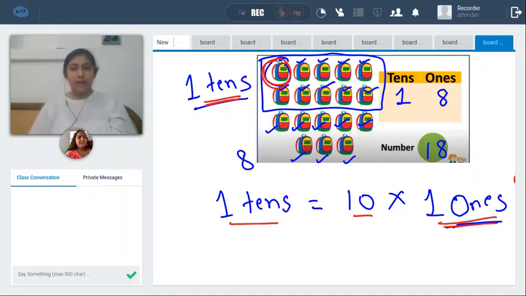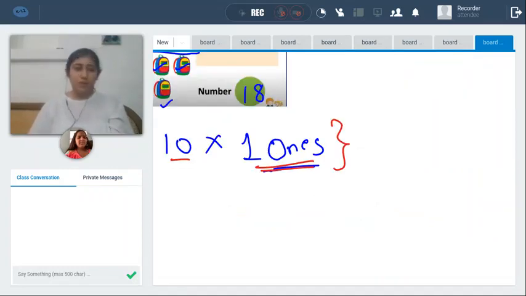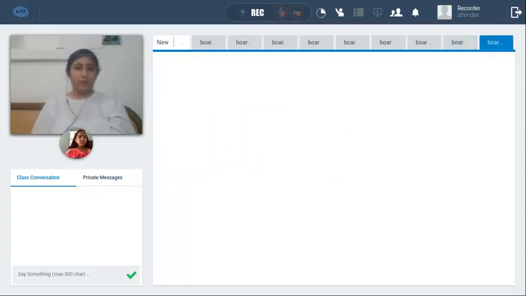Okay, so this is actually the conclusion of all the images and all the theory that I have told you. The main purpose is that you should be able to get the concept right. So the conclusion is that 1 ten is equal to 10 ones. Okay, now I have a very nice example for you. We'll see if we are able to do it. Okay, I'll share it with you.